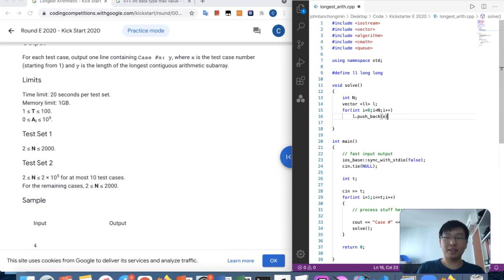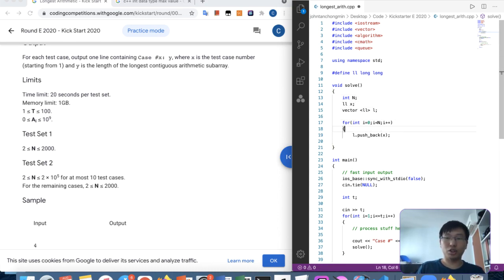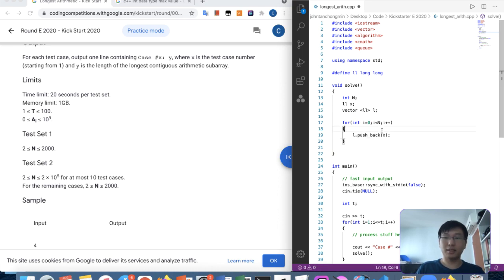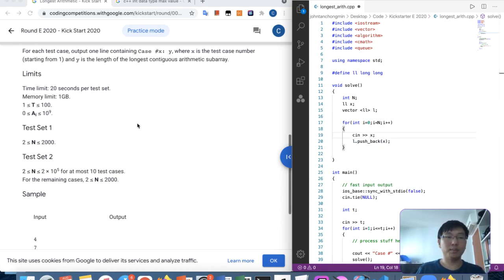So X, let's call it X. Okay, so we do need to have a long X here. Okay, so for each number, we just scan in this, and then we just basically take in the input. Okay, and then we push it into our vector. Okay, that's all we are doing here.